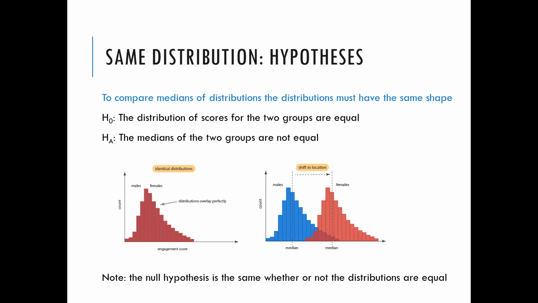If the distribution is the same, so they have the same shape, our null hypothesis is still the same as previously. So the distribution of the scores for the two groups are equal. But then we can say, as our alternative hypothesis, that the medians of the two groups are not equal. Okay, so hopefully that makes a little bit more sense.